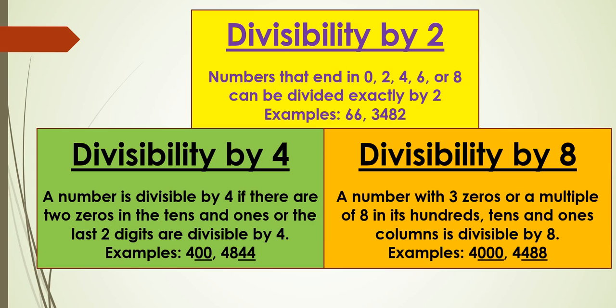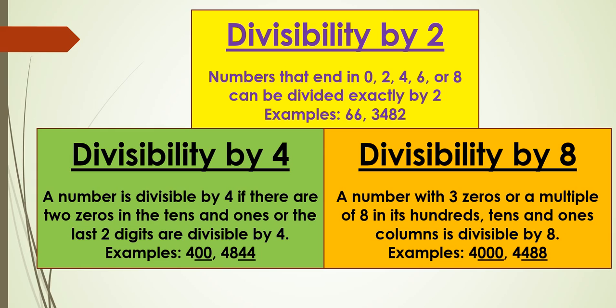Next is divisibility by 8. Now we have to see the last three digits. A number with three zeros or a multiple of 8 in its hundreds, tens and ones columns is divisible by 8. So we have to see the last three digits. For example, 4000. The last three digits are zeros, so it is divisible by 8. 4488. The last three digits are divisible by 8, so it is divisible by 8.